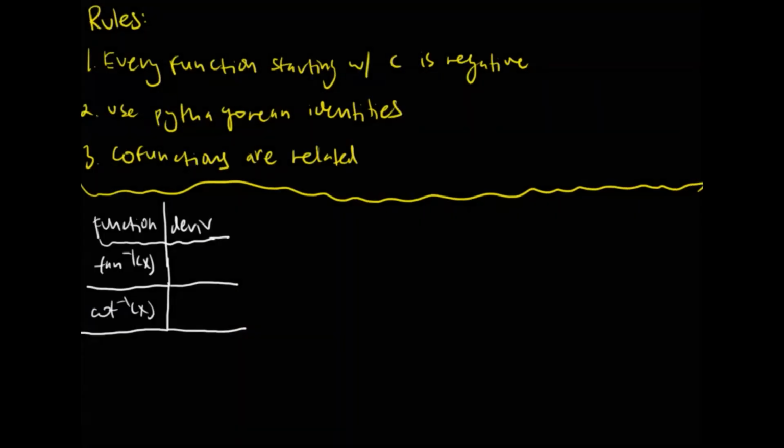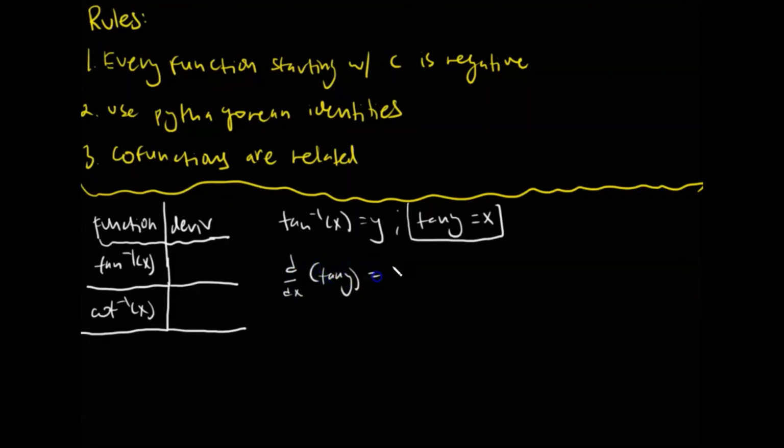Luckily for us, tangent inverse and cotangent inverse are very similar to sine inverse and cosine inverse. Once again, we take the function that we're trying to look at, tan inverse of x, and set it equal to y because it's our function. And using inverse rules, we have tan y equals x. I'm going to box that here because we're going to be using it later. And like we did last time, just take the derivatives of both sides. So d dx of tangent y equals d dx of x.